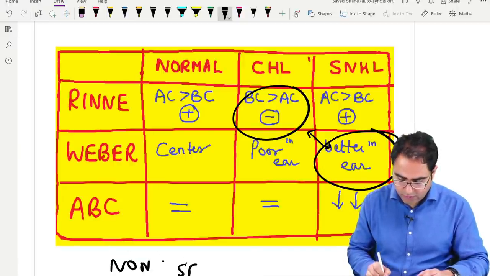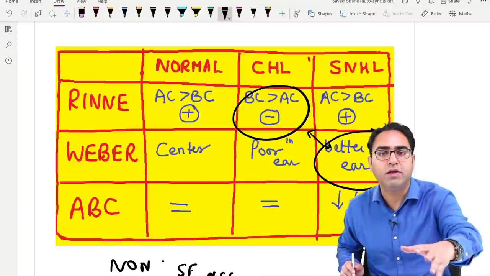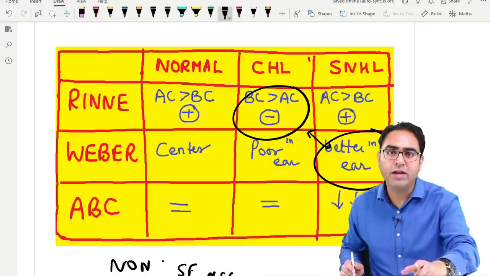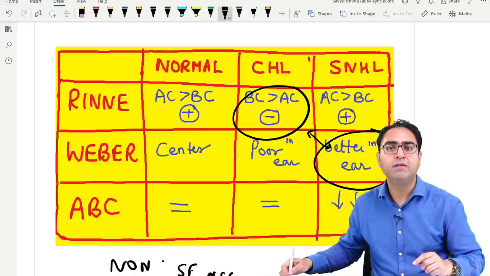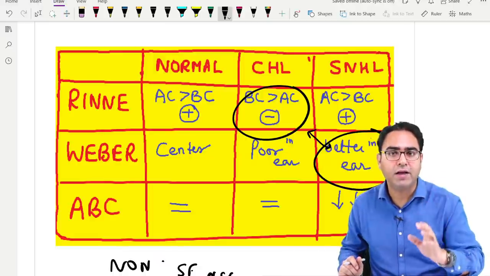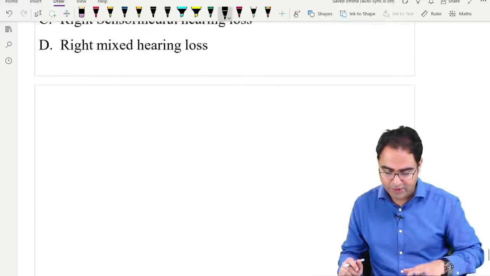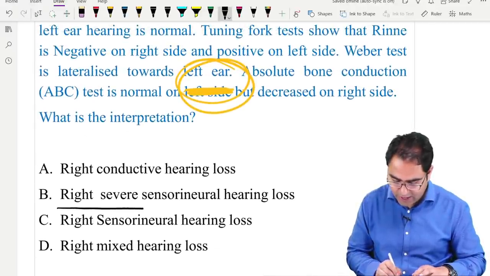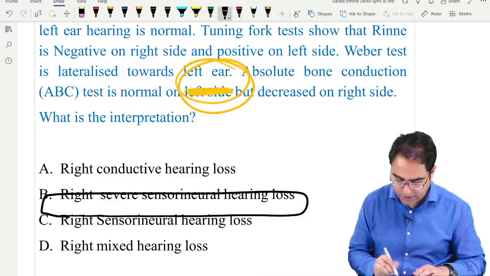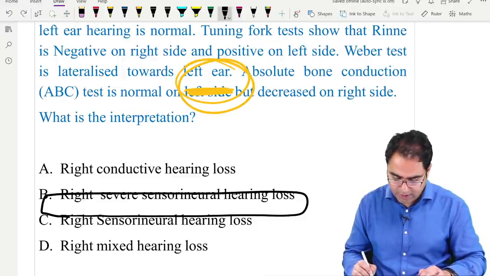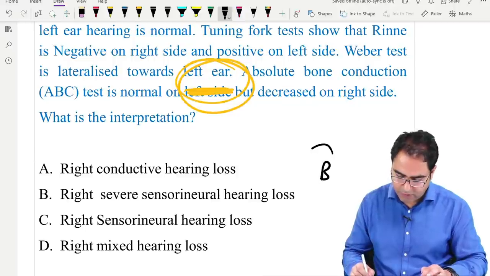Whenever it is nonsense, then it is false negative Rinne. And false negative Rinne is a feature of unilateral severe SNHL, my dear friends. So this is a case of right severe SNHL. B is the answer.